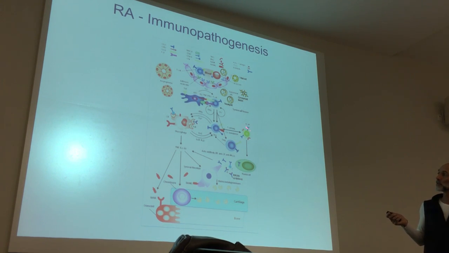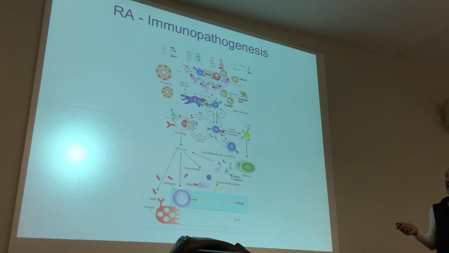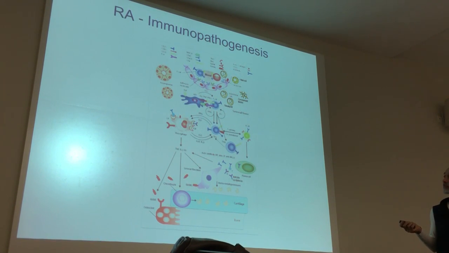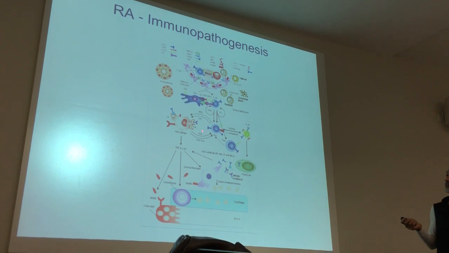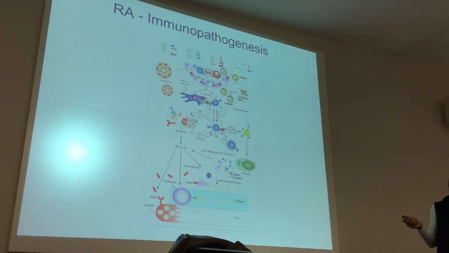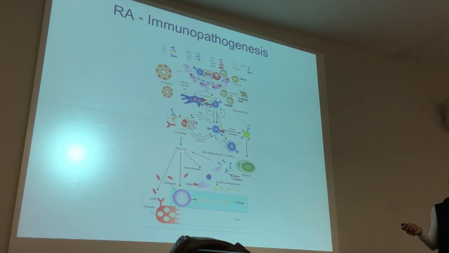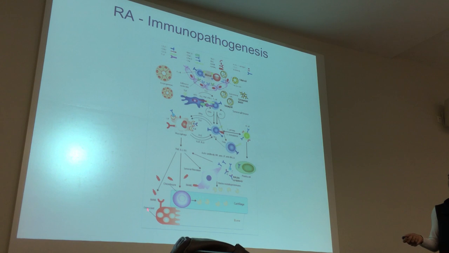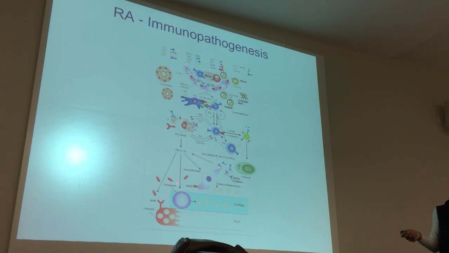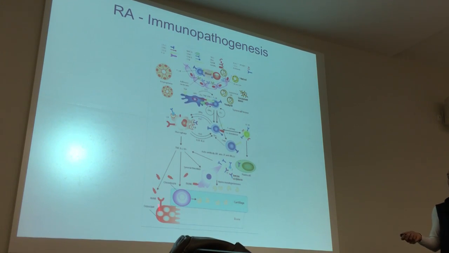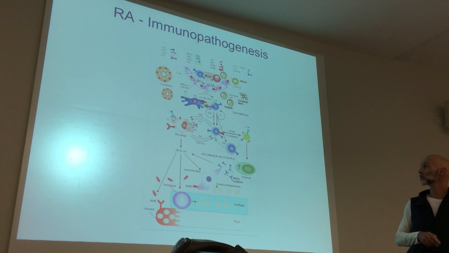T cells give help to B cells, which differentiate to plasma cells, produce immune complexes and autoantibodies, like rheumatoid factor, for example. The cytokines stimulate the differentiation of monocytes, macrophages. Here are these TNF-alpha, interleukin-1, interleukin-6. That leads to the differentiation of monocytes to osteoclasts and ultimately to this bone and cartilage destruction.